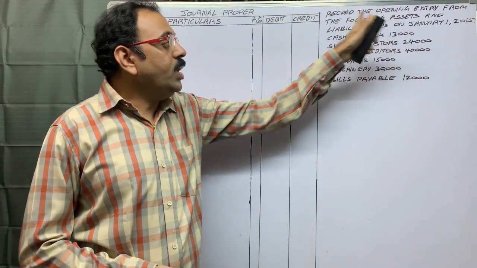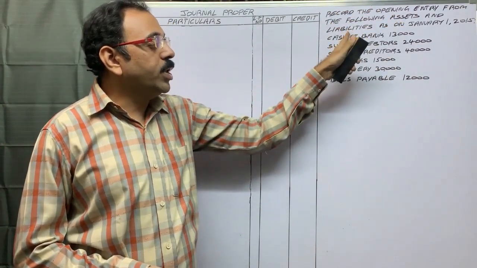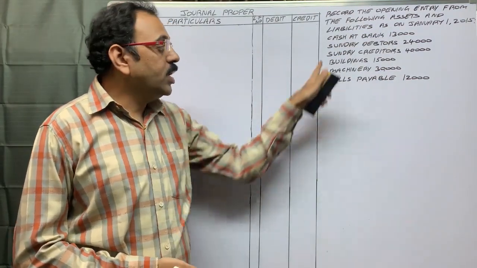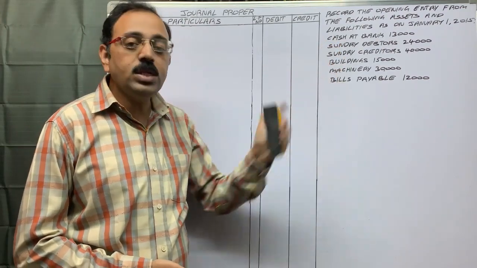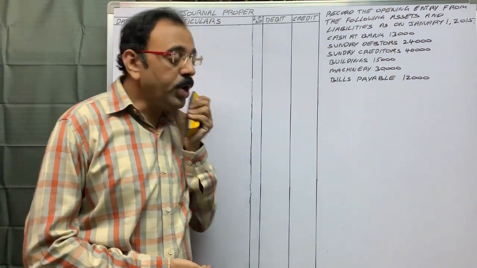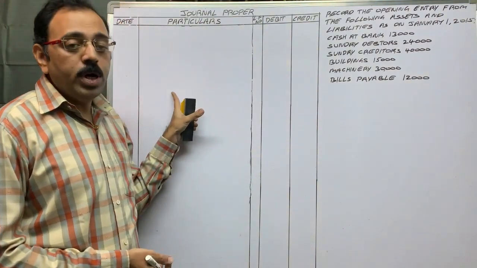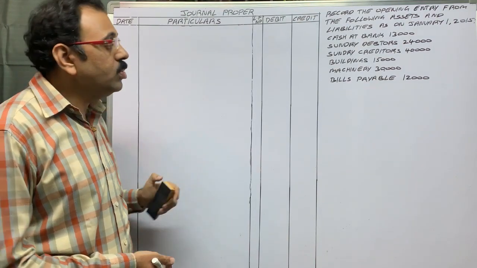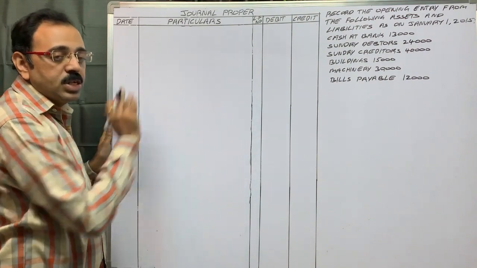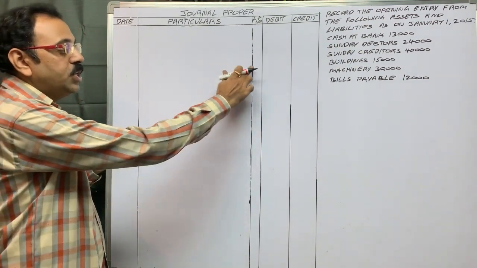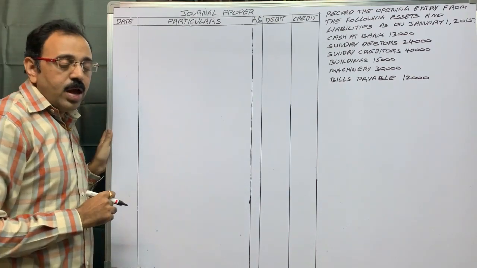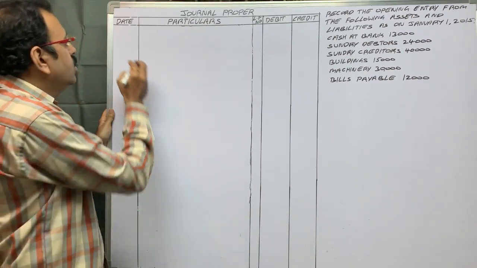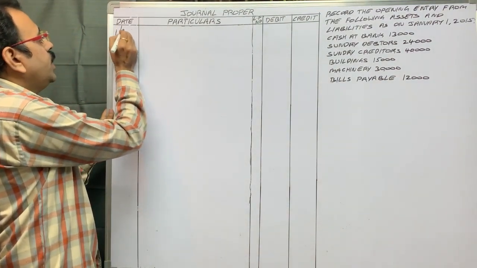Record the opening entry from the following assets and liabilities as on 1st January 2015. So in question, he gives some assets and liabilities list. With this, we have to prepare journal proper. We have to write opening entry in that book. So journal proper format is just like journal format. Date, particulars, ledger, folio number, debit, credit. And when we have to write that entry on 1st January 2015, so in date column, write down the date.